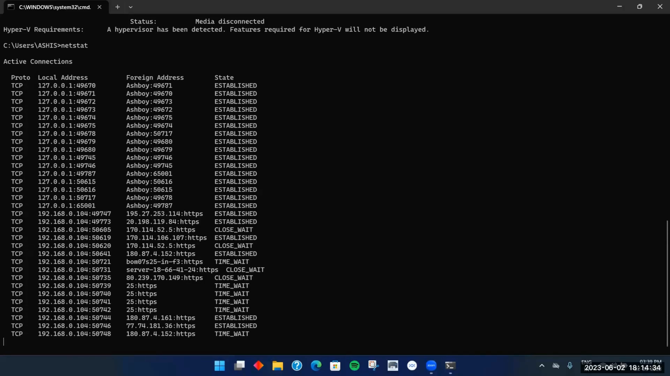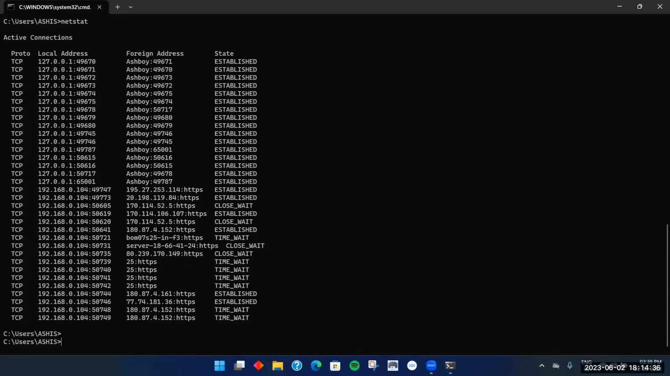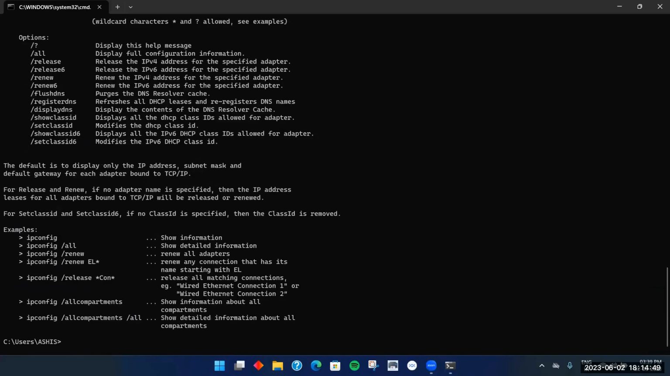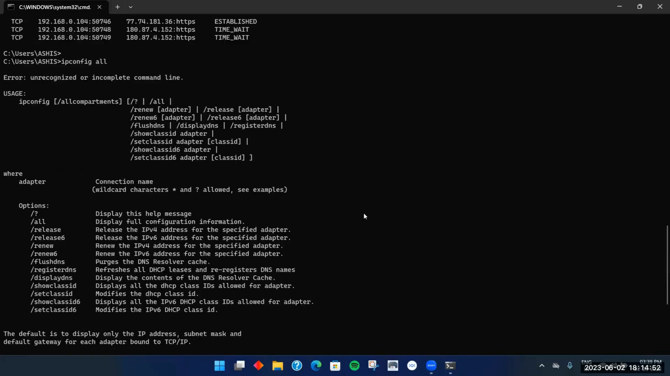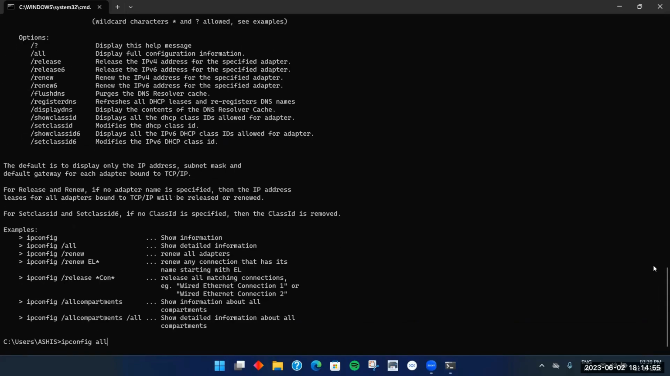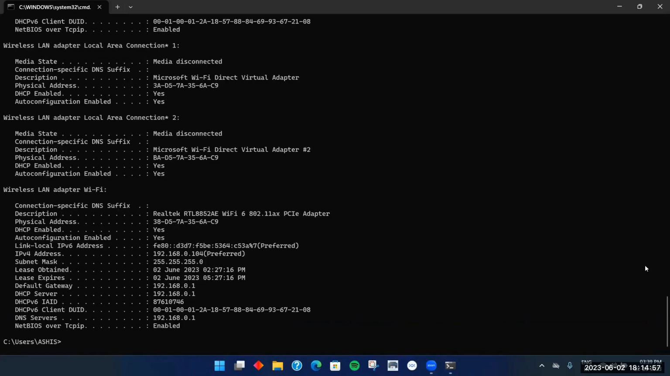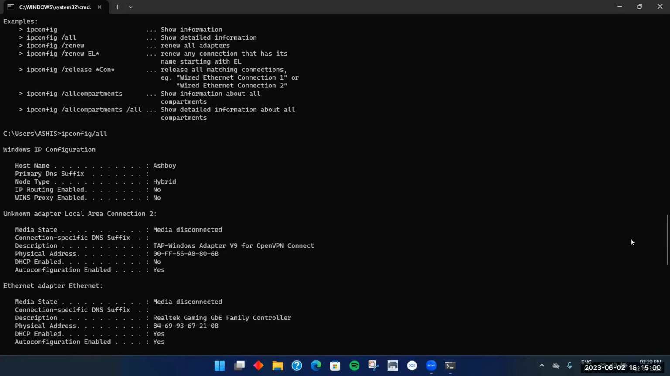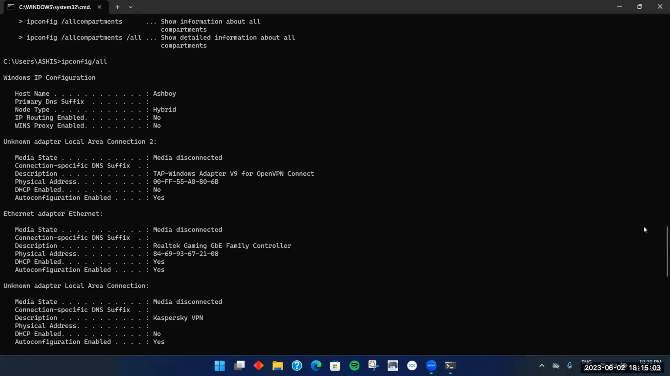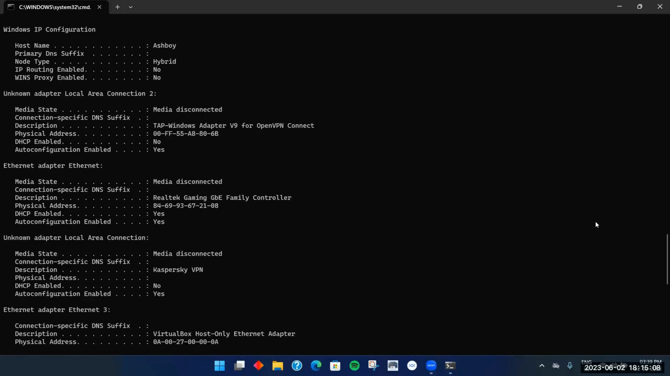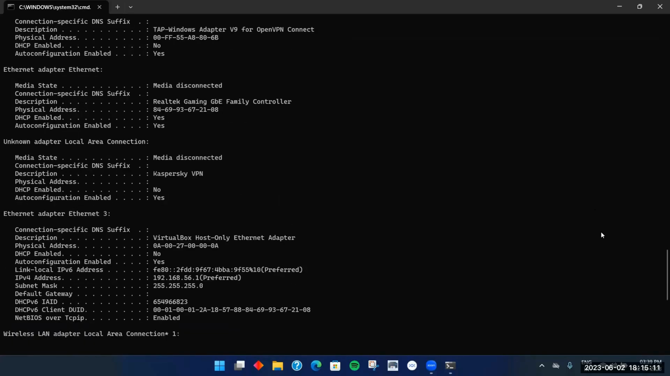Just press enter and put one more command, that is ipconfig, space and all. So ipconfig is basically to get the IPs. If you put all, it is slash all maybe. Yes, go for it. Here you can see the IP addresses. These are those IP addresses which are connected through this device. Ethernet adapter, unknown adapter.